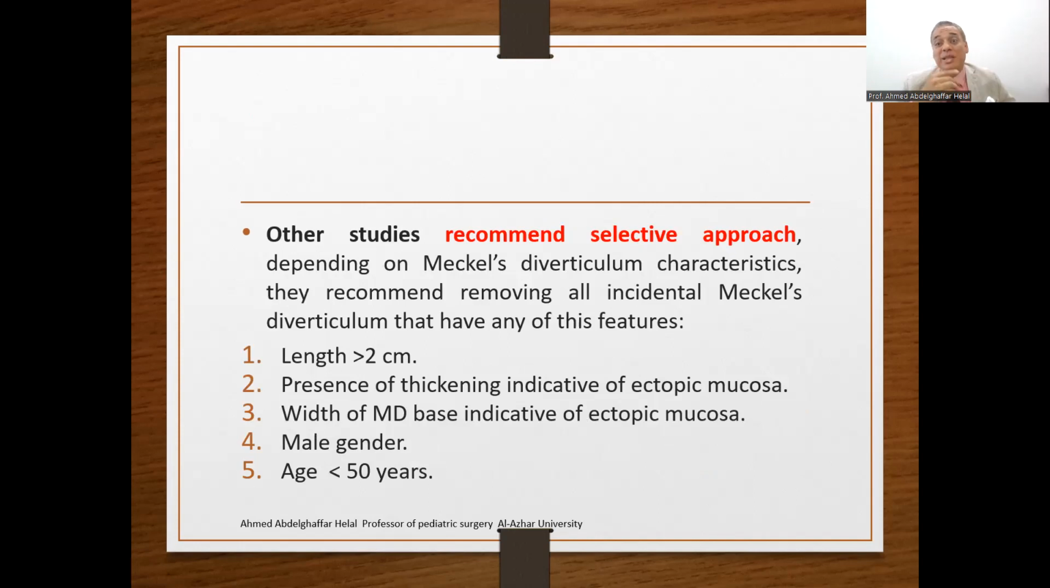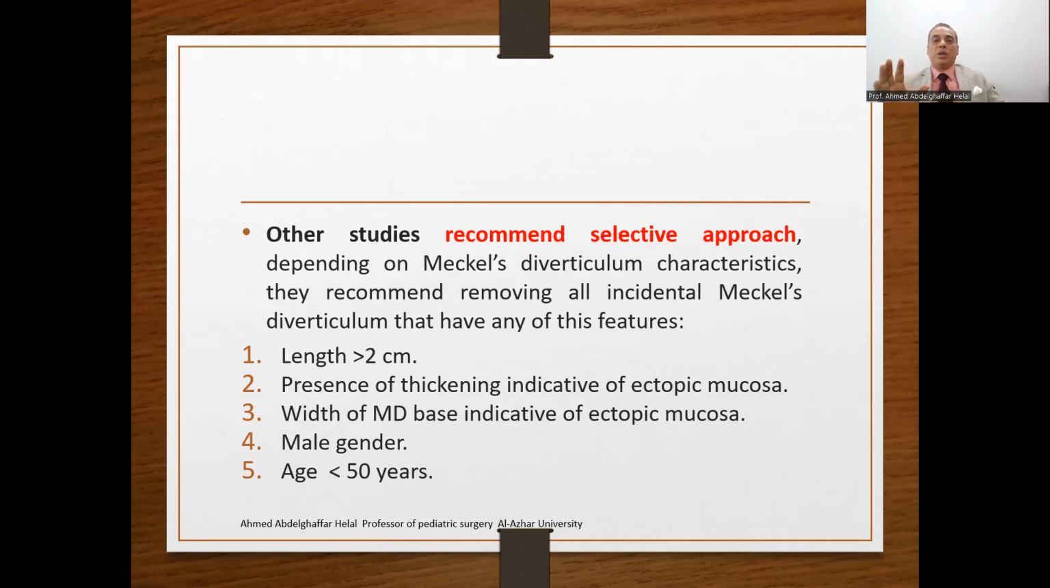The third school recommends a selective approach between resect and no resect. It is selective, depending on the Meckel diverticulum characteristics. So they said, for the pediatric surgeon, please look for the characteristics of the diverticulum. They recommend removal of all incidentally detected Meckels that have any of these features: length more than 2 cm, presence of thickening indicative of ectopic mucosa, a very wide diverticulum base, indicating presence of ectopic mucosa, male children, and age less than 50 years. So these 5 criteria are supposed by the third school to perform what's called a selective approach.